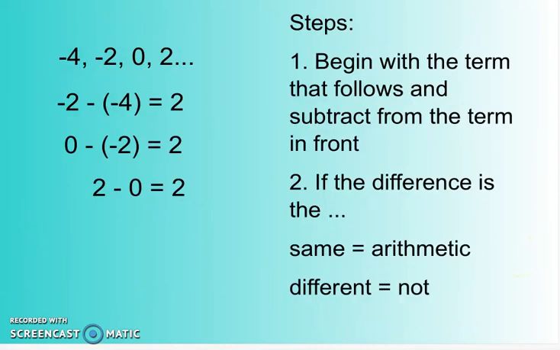Okay, so let's go over our steps. The first thing that we did was we began with the term that follows. So we start with the second term minus the first. Then the third term minus the second. And the fourth term minus the third. You start with the one that follows and then subtract from it the one in front. And then if the difference is the same, then it's arithmetic. If it's different, then it's not arithmetic. Okay?